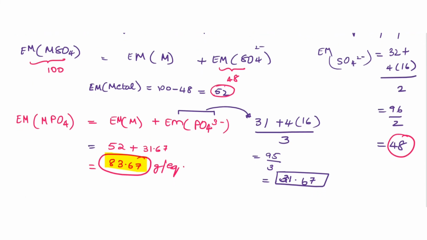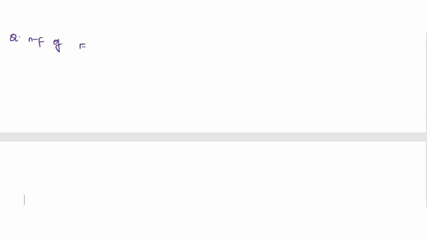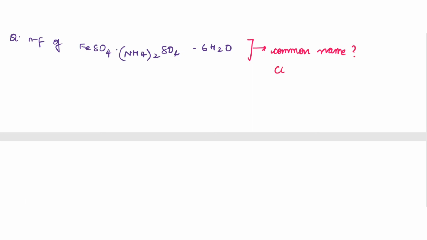Find the n factor of FeSO4.(NH4)2SO4.6H2O. Now tell me, grade 12 students, what is the common name of this chemical compound I have given you? Is it a double salt? Yes, it is a double salt. Tell me, in coordination compounds you would have learnt, what is the common name of this? Okay, it's there in your NCERT.